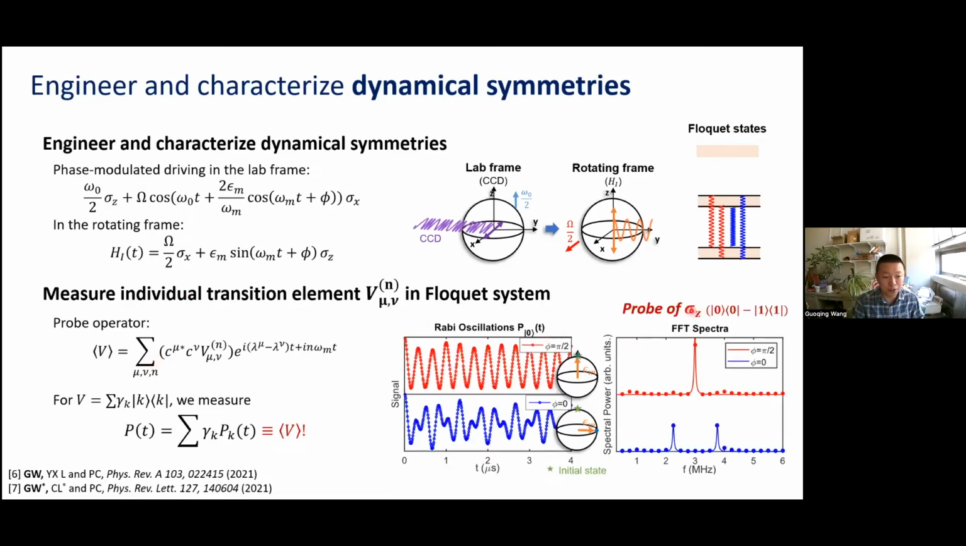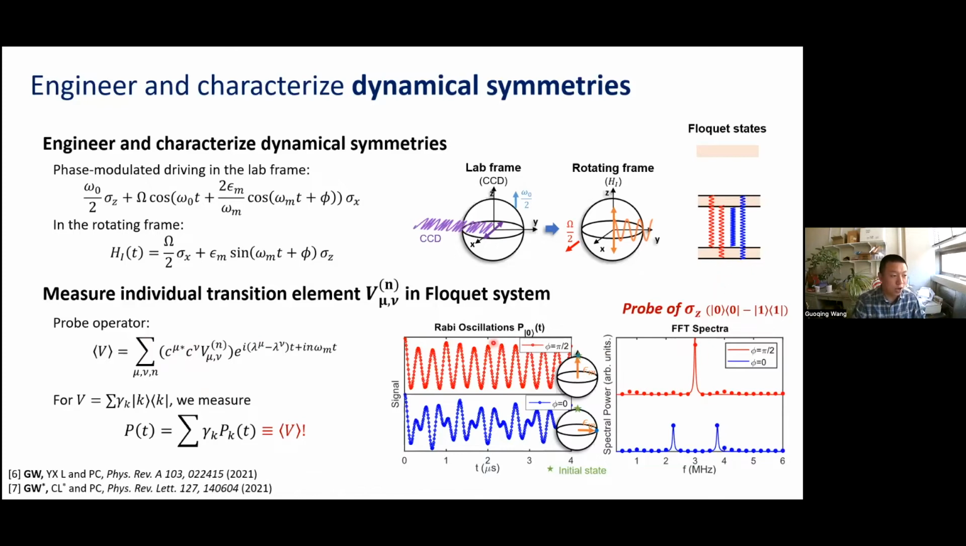Assume you have a probe operator V equal to sigma Z, so its eigenstates are 0 and 1. Such a measurement is the typical Rabi oscillation measurement. By measuring the Rabi oscillation and performing a Fourier transformation, we see in the Fourier spectra the Floquet transition center bands and side bands under different initial conditions, which are set by the initial coefficients C mu, C nu. From the amplitude, we can observe the transition amplitude, and from the frequency, the transition frequency between different Floquet states.